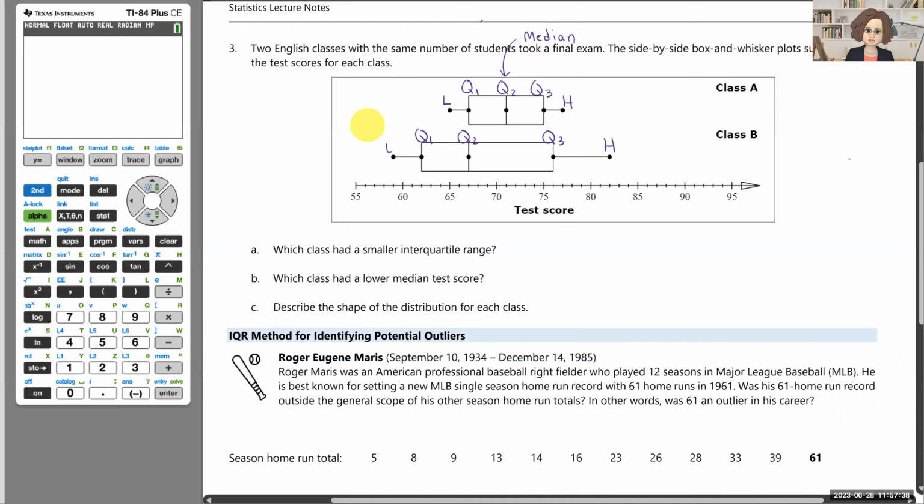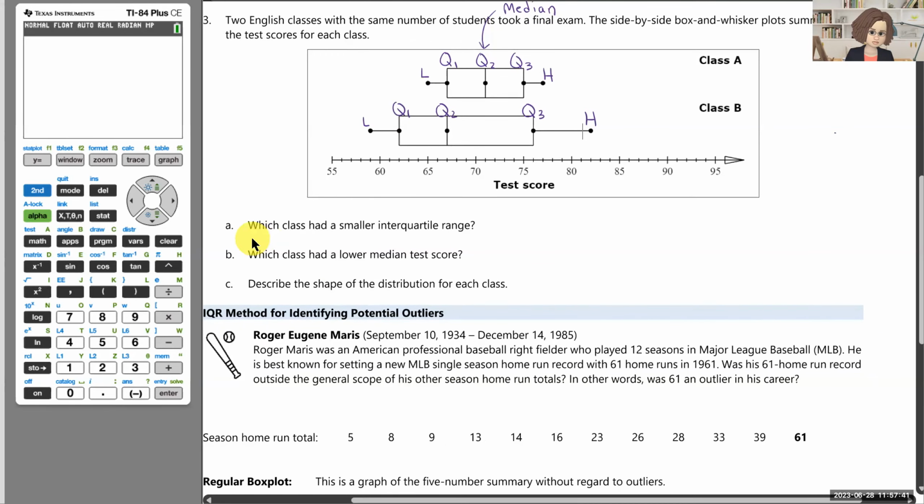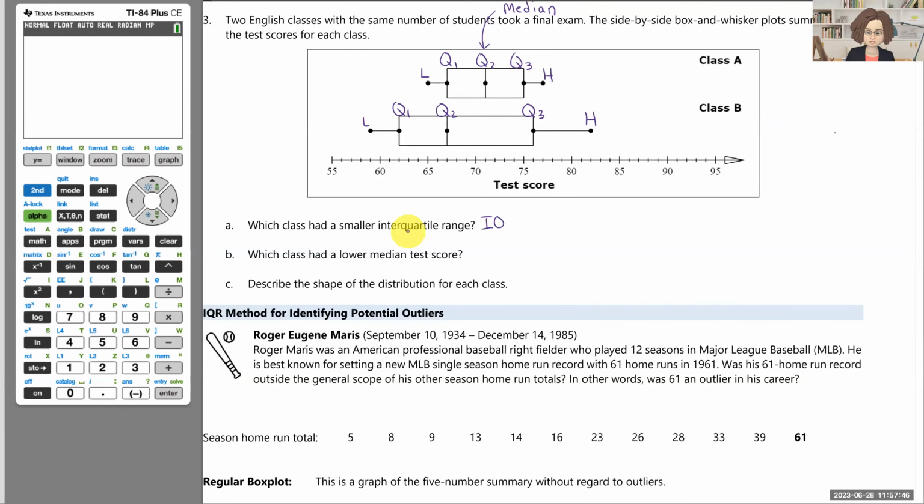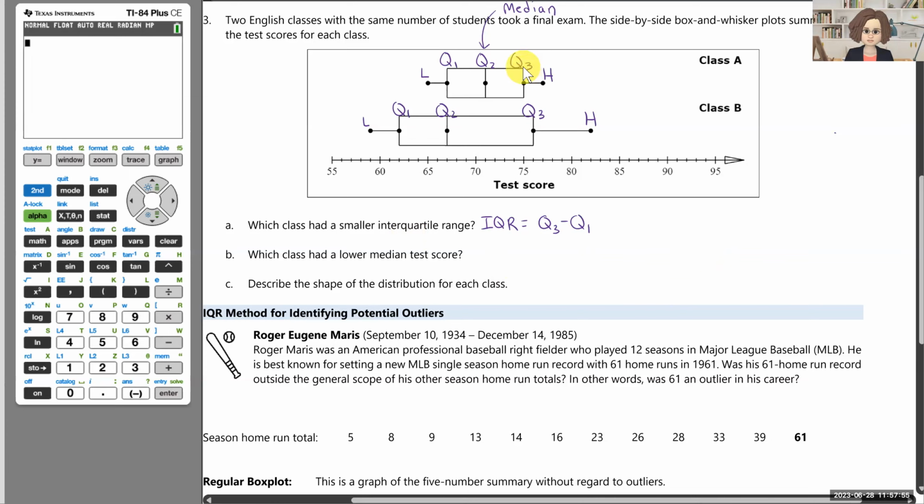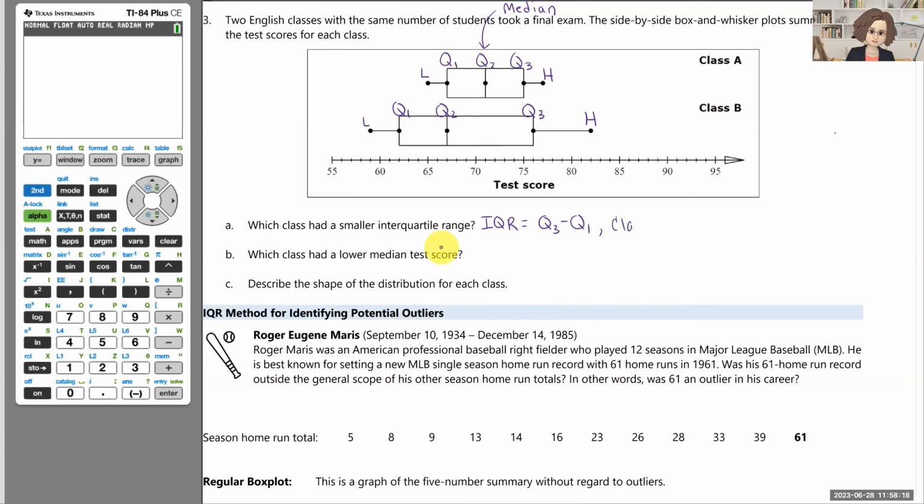Okay, and then we can answer many different questions here, but we'll start with part A. Which class had a smaller interquartile range? Remember, the IQR, interquartile range, is just the difference between the third and the first quartile. So the IQR, Q3 minus Q1, represents the length of the box. Without even doing a calculation, I can see that the length of the box for class A is definitely smaller than the length of the box for class B. So the class with the smaller IQR was class A.